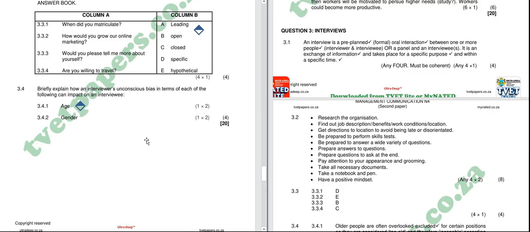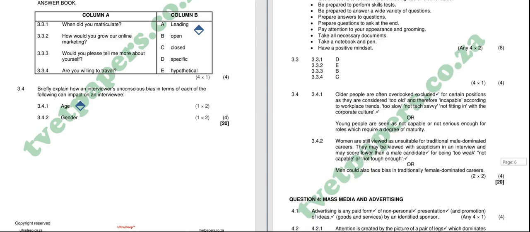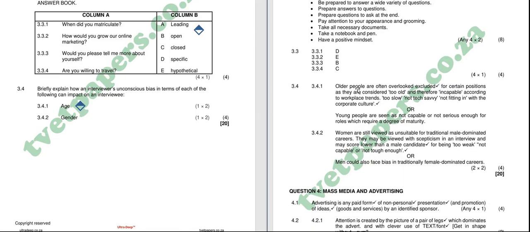Age. So 3.4 in response to that. So explanation on age is that older people are often overlooked or excluded for certain positions as they are considered too old and therefore incapable according to workplace trends. Too slow, so that's what we have. Then in terms of gender, women are still viewed as unsuitable. So that's what we have.